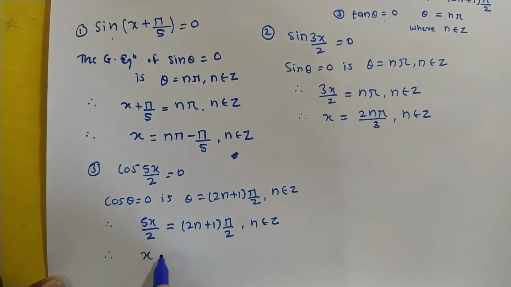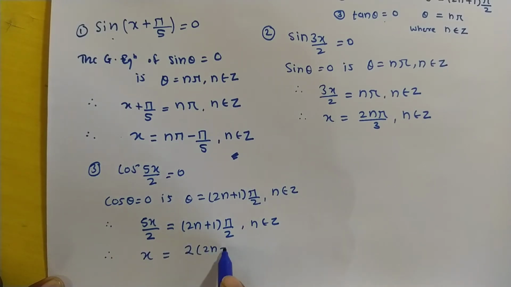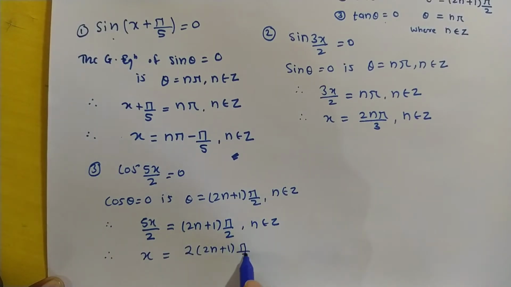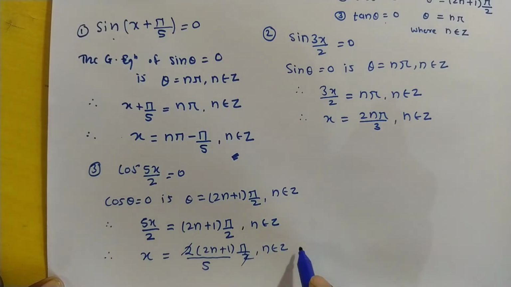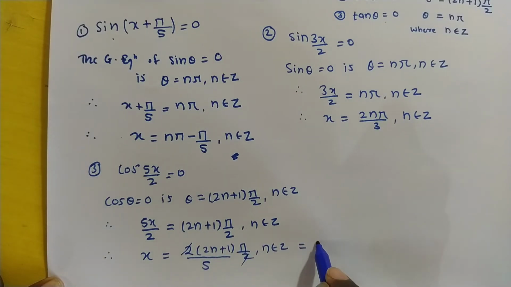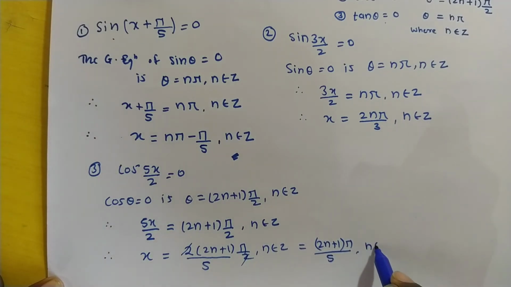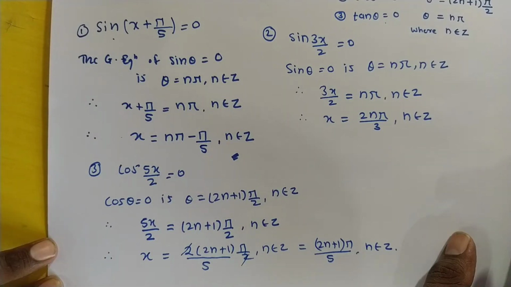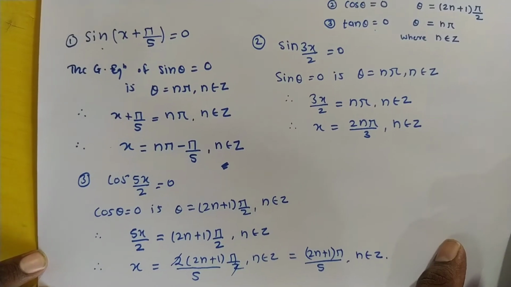Therefore we find the value of x is equal to (2 times n plus 1) pi by 2 divided by 5. So here the 2 gets cancelled, so we get (2 times n plus 1) pi divided by 5, where n belongs to the set of integers. In such a way we can find the general solution for a trigonometric equation.